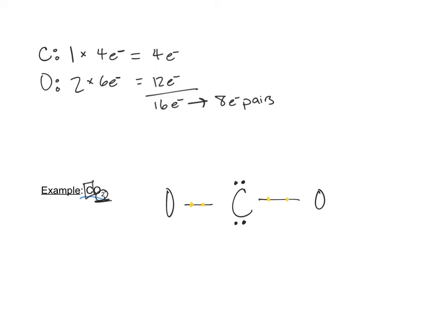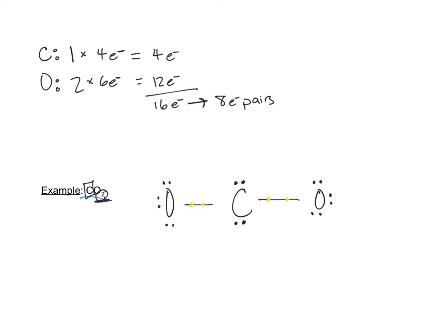Now carbon is fine. Carbon is happy. It's got 8 electrons between its pairs and its bonds. But the oxygens are not happy. They only have 2 electrons right now. They need to fill up their octet. We fill up the octet just like this, putting pairs around the oxygens.